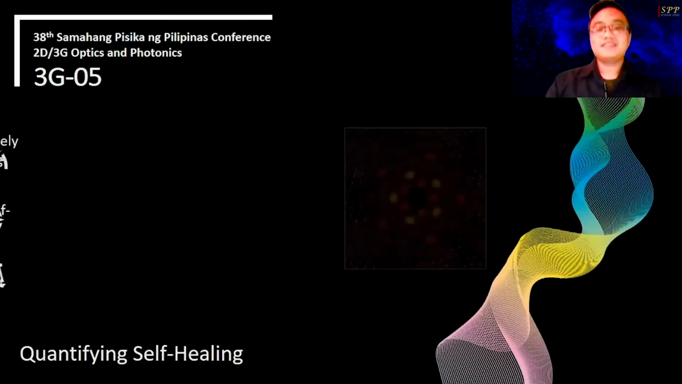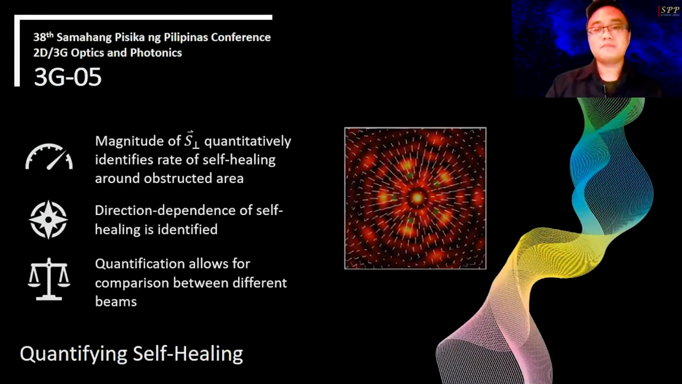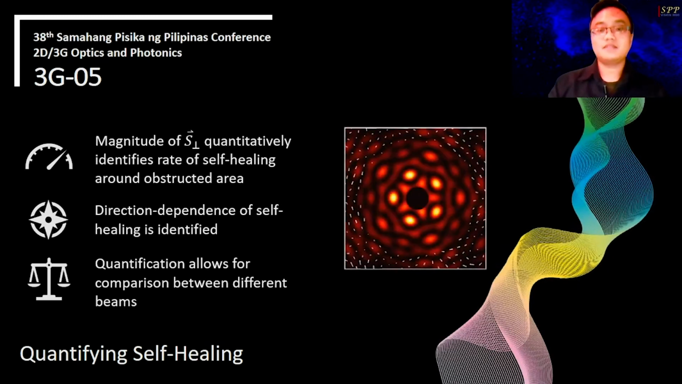By implementing this method to obstructed beams, the magnitude of the transverse Poynting vector indicates the rate of self-healing at the blocked area. We are also able to identify the location and direction of energy flow responsible for the reconstruction. Finally, the method allows for quantitative comparison between the self-healing capability of different types of beams.